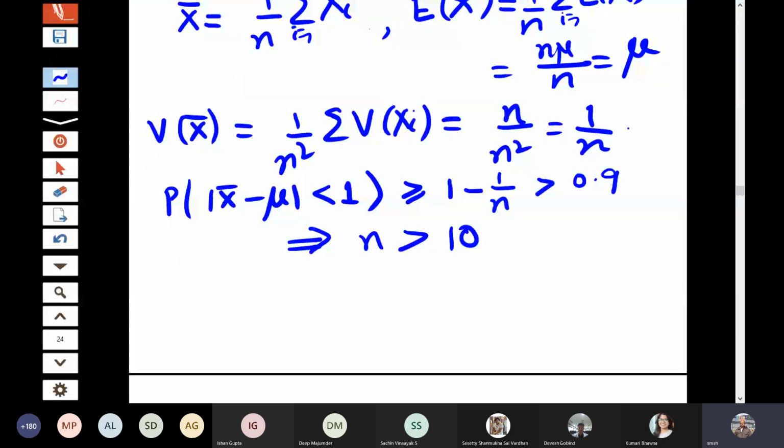Is it okay? Are you able to understand this Chebyshev's inequality? Sir, can you explain this example once again?